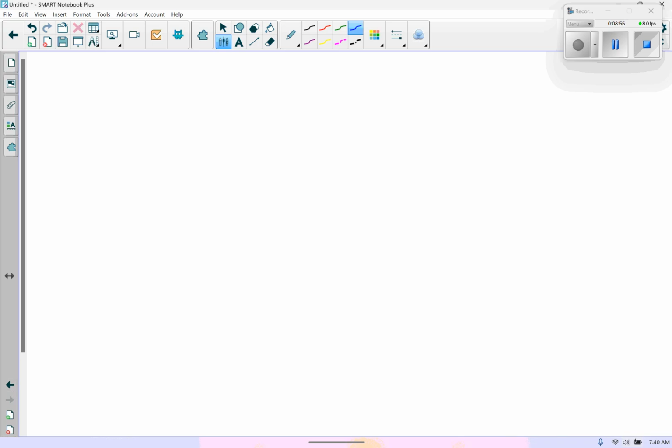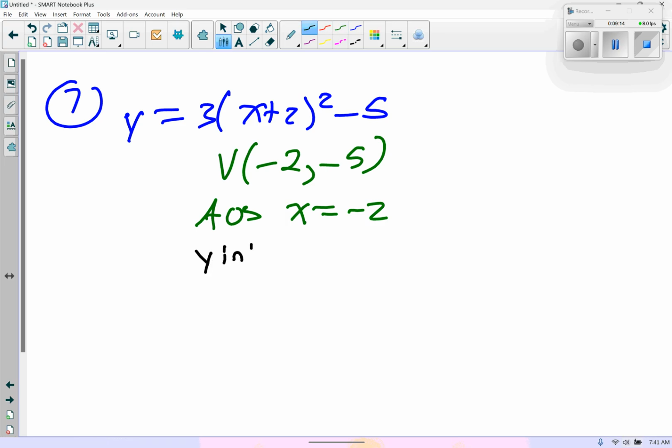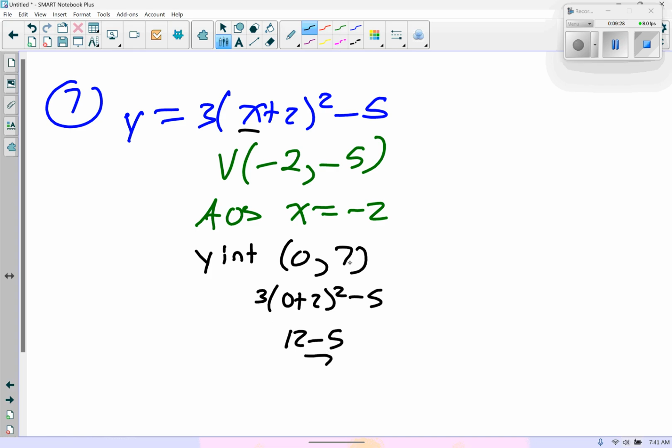Back to graphing. Number 7, we have y equals 3 times (x plus 2) quantity squared minus 5. So my vertex is going to be -2, -5. My axis of symmetry is going to be x equals -2. And I guess we can find the y-intercept before I start graphing as well. Plug 0 in to here. So I'm going to get 3 times (0 plus 2) quantity squared minus 5. 2 squared is 4. 4 times 3 is 12. 12 minus 5, so I get 7.